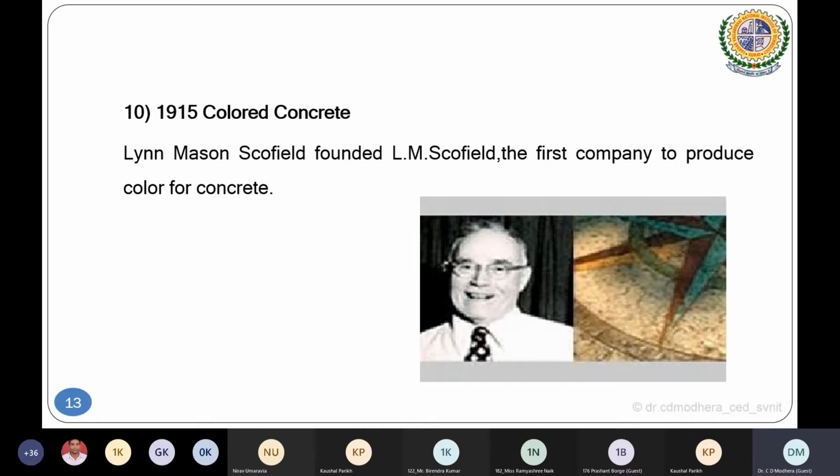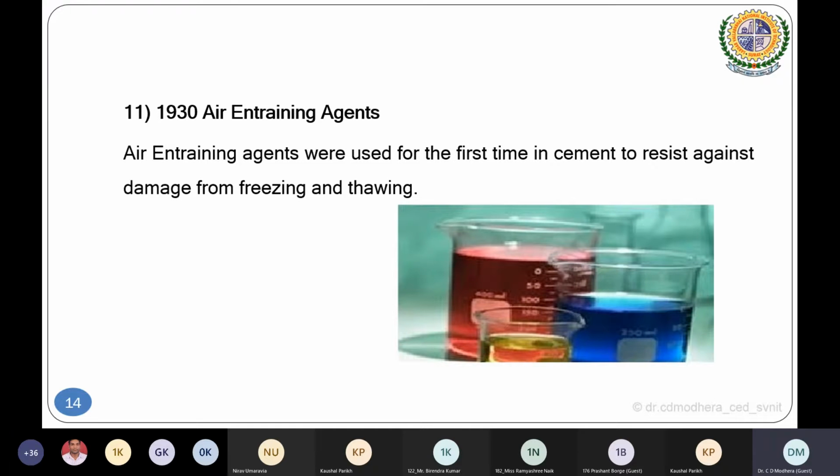So in 1915, even colored concrete was, you can say, invented. Then behind that, Lean Mason Scofield founded the first company to produce colored cement or colored concrete. Basically, it came with only the pigment that everybody knows, but we can still discuss later on whether that is so.